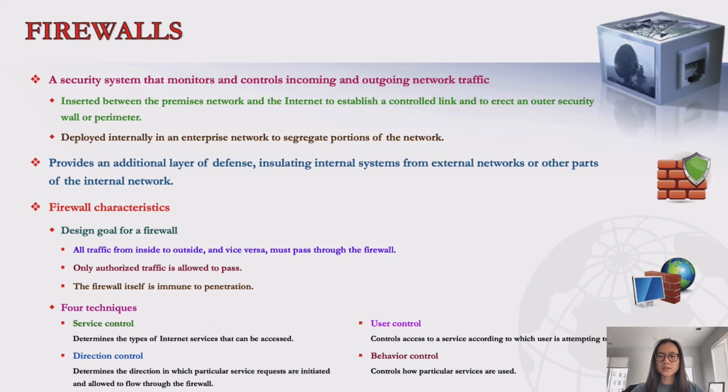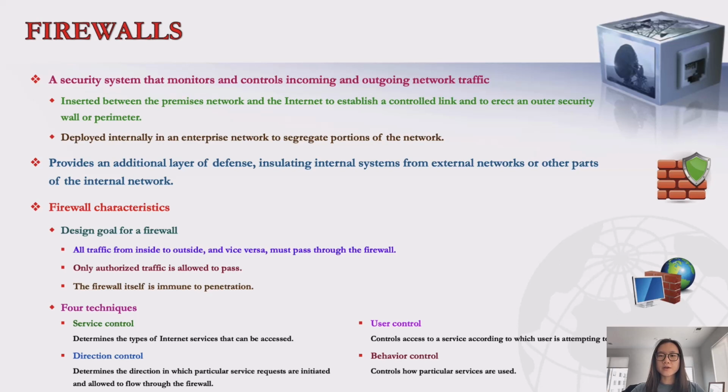Also, firewalls are deployed internally in the enterprise network to segregate portions of the network. Therefore, a firewall provides an additional layer of defense, insulating internal systems from external networks or other parts of the internet network. There are three design goals for a firewall.